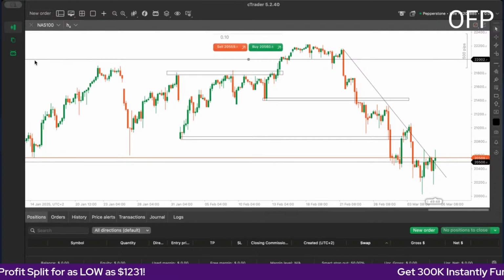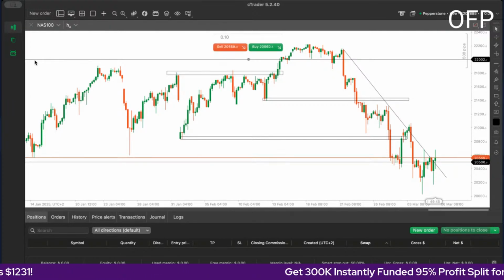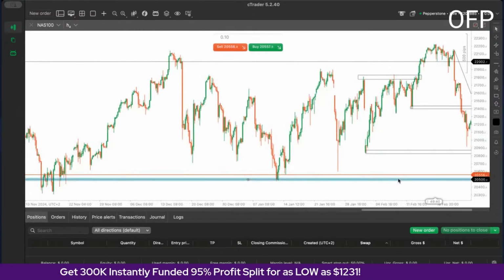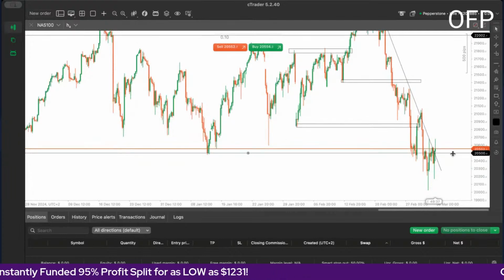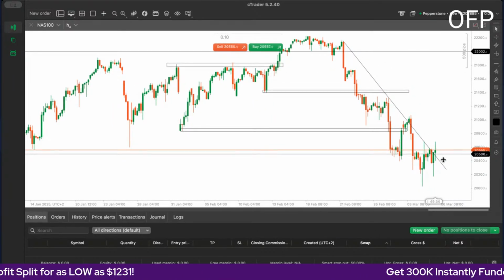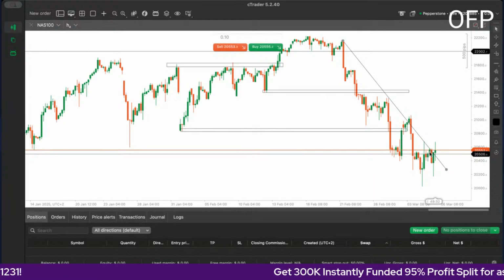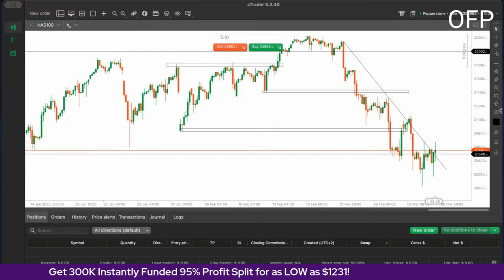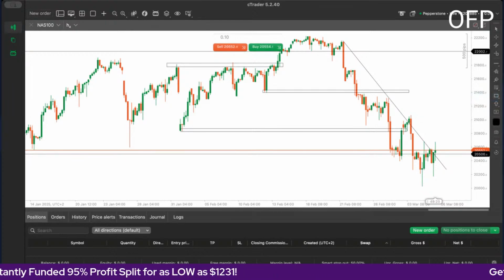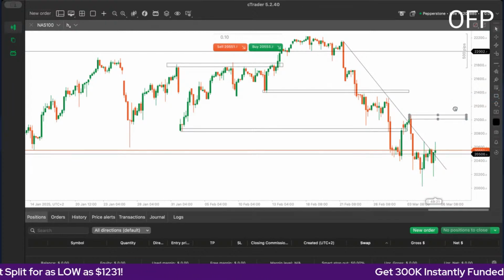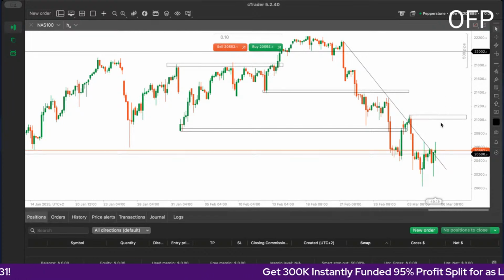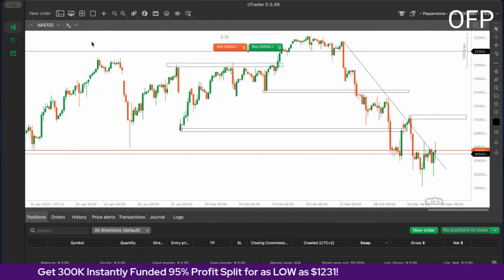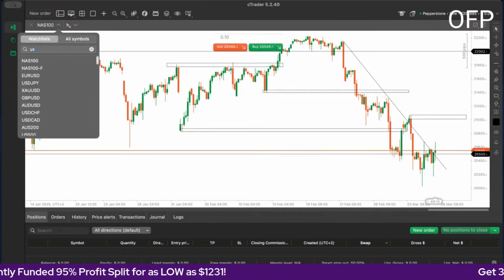So NAS 100, it seems we're breaking the trend line over here. We said that this could be a level we can be reversing from. So the trend line has to somehow be broken. So that's what's happening right now. Then for a second confirmation, it's this resistance over here. So once this resistance is broken, then maybe we can be looking to re-enter into NAS 100 and aim for the previous highs. Then let's look at US30.